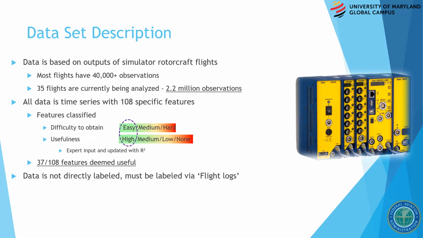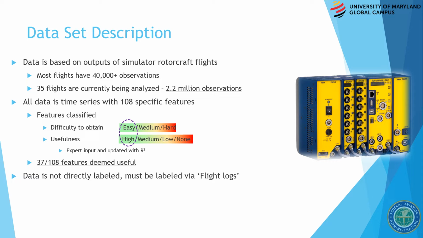So realistically, what we're looking for is variables that are easy to obtain and highly useful, with the goal of getting the least number of variables and the highest amount of usefulness to meet the objectives. After sorting through the variables, about 37 out of 108 of those features were useful. The others were not as useful.